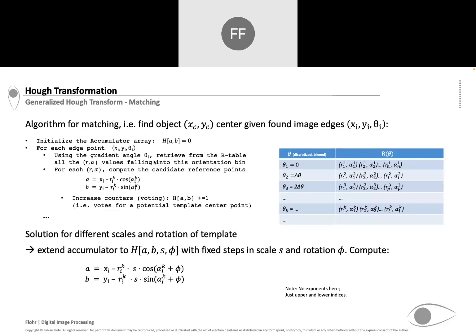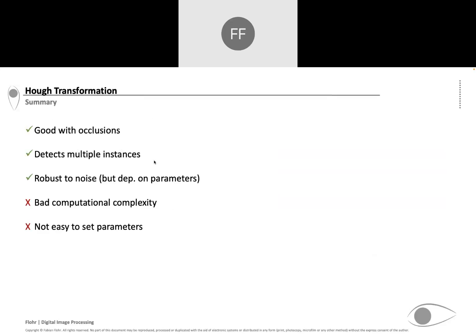And that's the reason why, if you know the shape of a rigid object, so an object of not changing shape, then the Hough transformation would be a good choice, at least as a baseline, to say how far can I get with a simple algorithm like that to detect a shape in my image. It's generally quite good with occlusions, and you can also detect multiple instances with the Hough transformation. It's robust to noise, right? At least to some extent. It depends on the parameters and also the size of the accumulator array that you define.